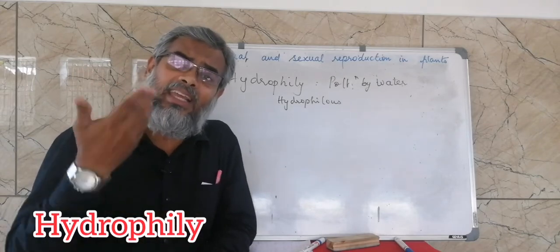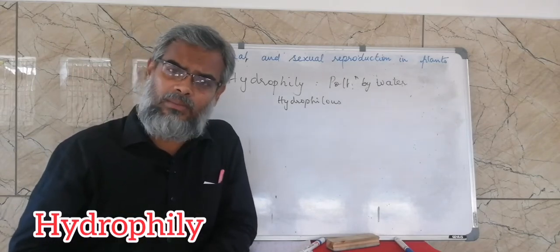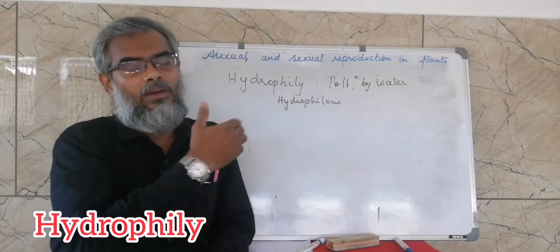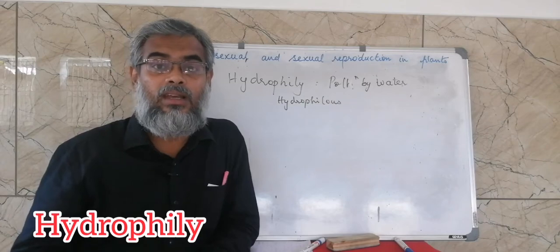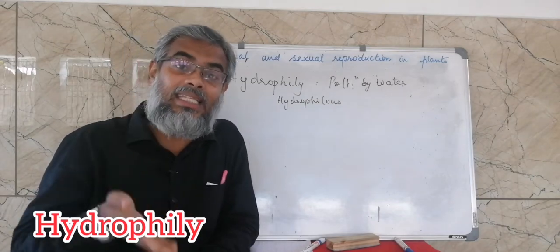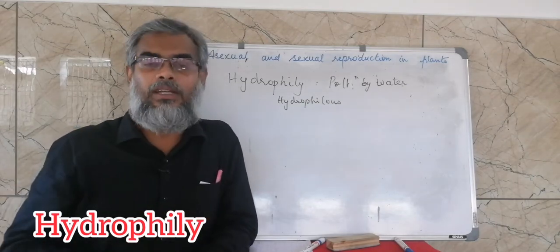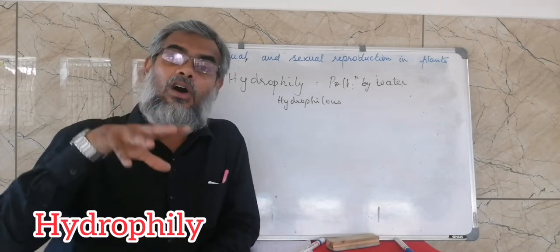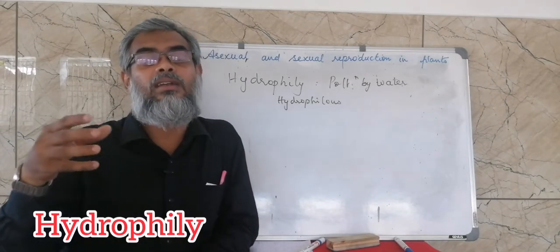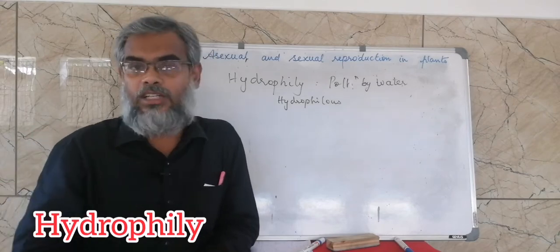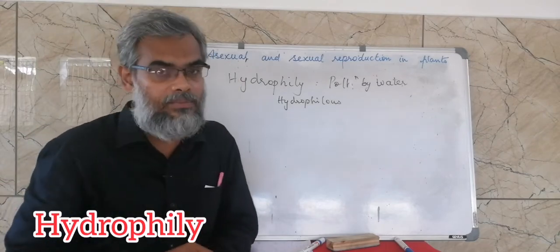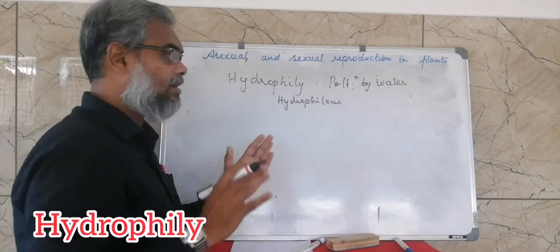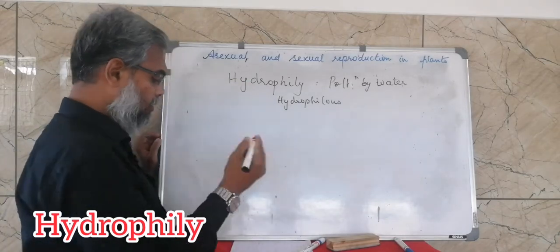Though there are many aquatic plants, only a few plants pollinate by water. Even Eichhornia pollinates by insects only. It is entomophily actually, not hydrophily. So don't think that all aquatic plants will undergo hydrophily. Okay, so hydrophilous plants in water, as we discussed, there are two types.